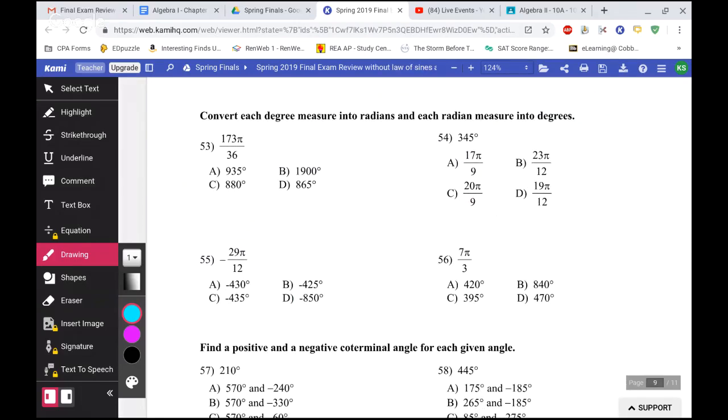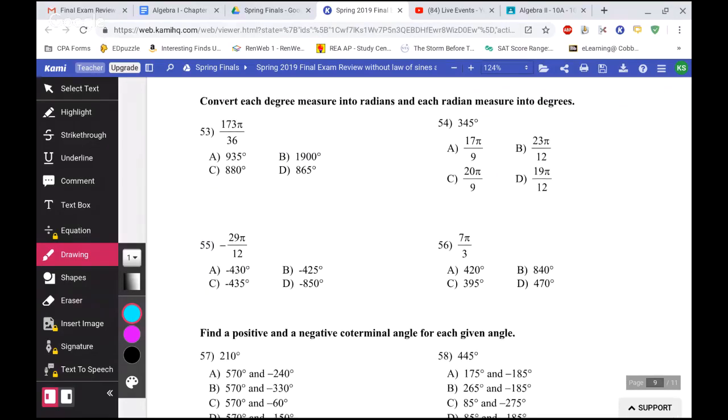And then converting each degree measure into radians, and each radian measure into degrees, you just want to make sure you're using the right ratio, which is going to be pi over 180 or 180 over pi, depending upon what you're trying to get rid of. Like on number 53, the part you're getting rid of, you want the pi to be at the bottom because you want the pi's to cancel.